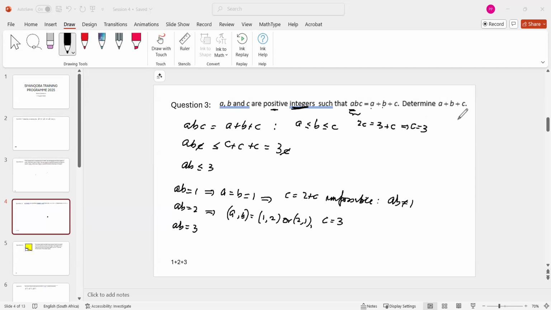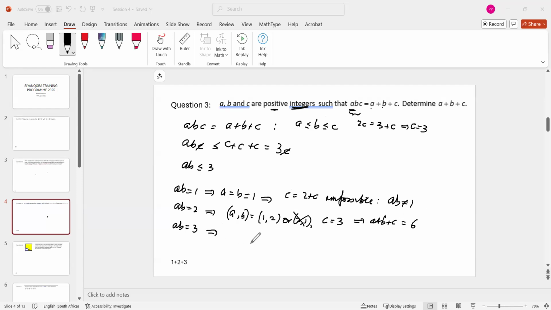All right? And the question is to determine A plus B plus C. So in this case, you got A plus B plus C. A plus B is in both cases 3, and 3 plus 3 is 6. So in this case, actually, you can eliminate 2, 1 because we said A is smaller than B, right? So that can be taken out, because we started off by saying that A is smaller than B. So you got A equals 1, B equals 2, and C equals 3.